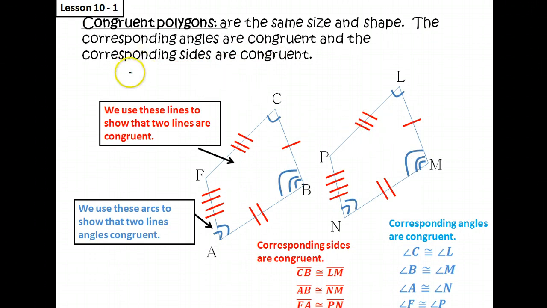Polygons are the same way. Remember, a polygon is a figure that has multiple sides, more than two sides, excuse me. So notice we have pictures of two congruent polygons. If polygons are congruent, their corresponding angles are congruent, just like we had with triangles. Their corresponding sides are congruent, just like we had with congruent triangles.